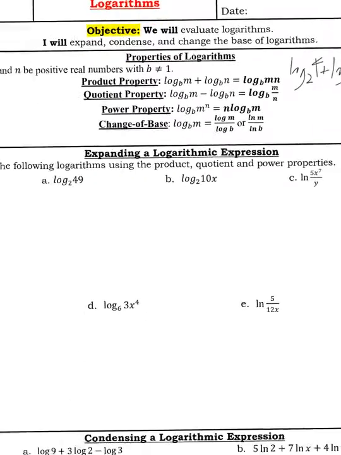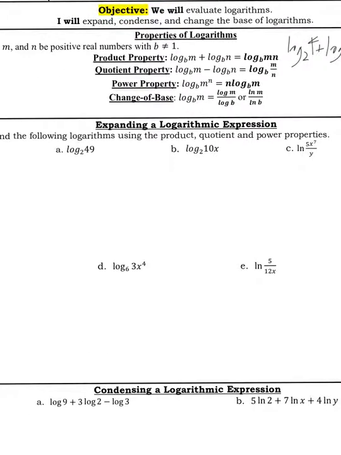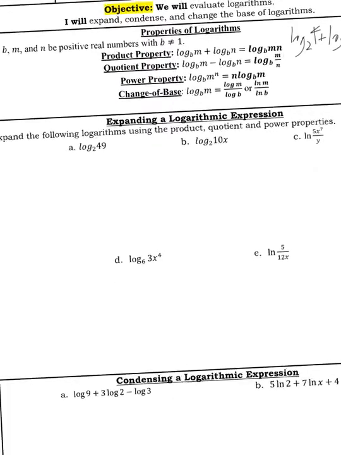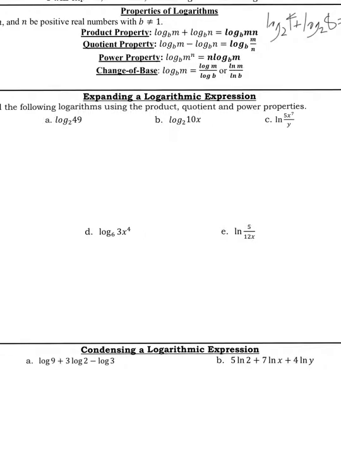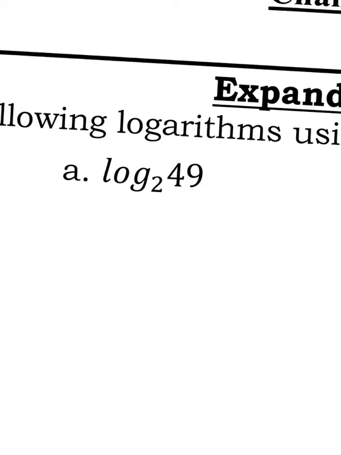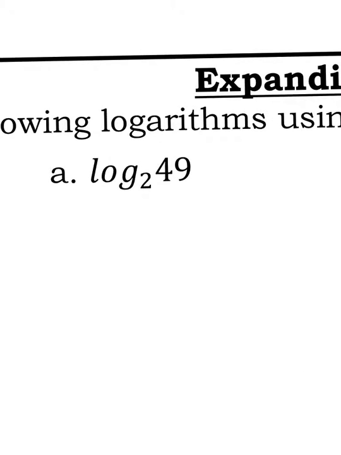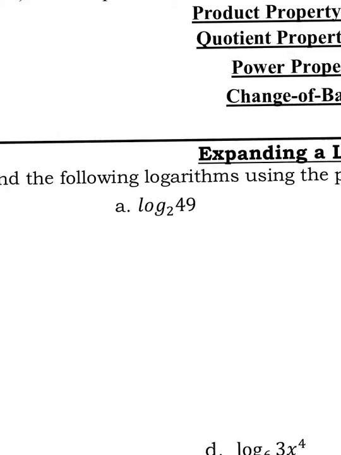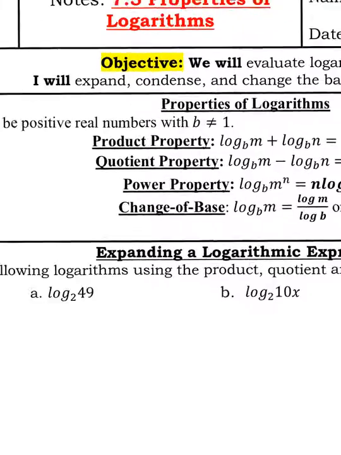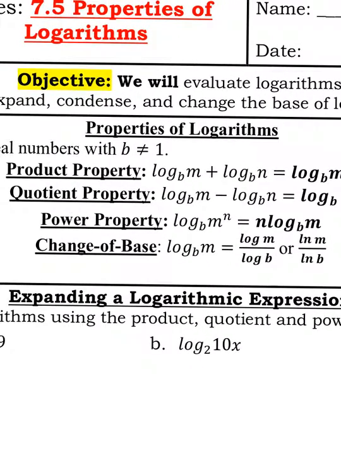So to get into some examples here, we're going to go over the product, quotient, and power properties first, and we're going to expand logarithms using those properties. So here I have log base 2 of 49, and I need to expand it using at least one of those 3 properties. With log base 2 of 49, the first thing that jumps to mind is that 49 is 7 squared. So I'm going to use the power property to expand it, okay?